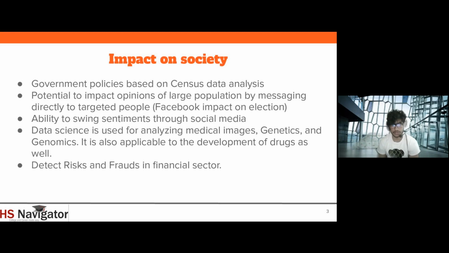Data science is used for analyzing medical images, genetics, and genomics. It is also applicable to the development of drugs as well. It can detect risks and frauds in the financial sector. And as time goes on, data just becomes more and more valuable and important.